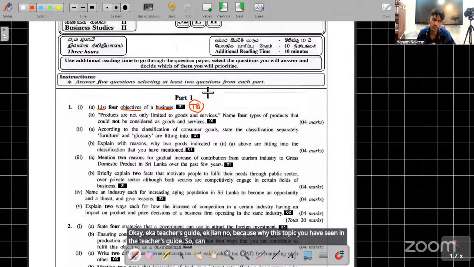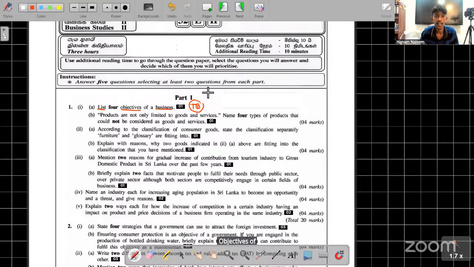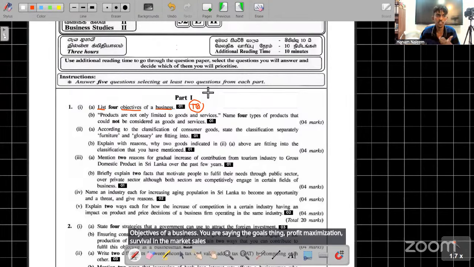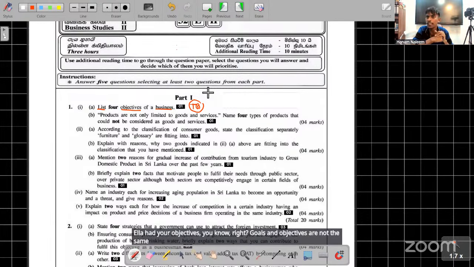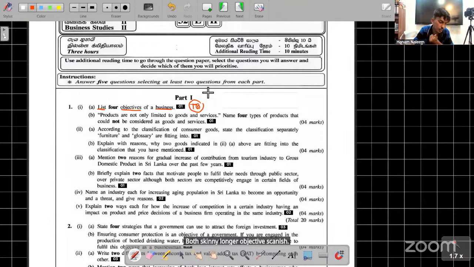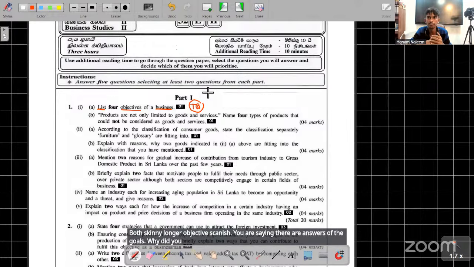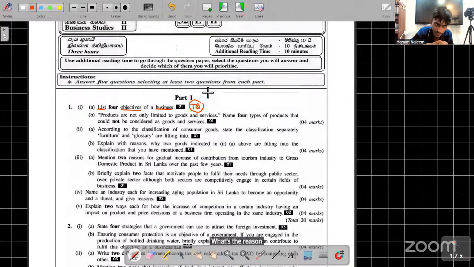So can I know some examples for objectives of a business? You are saying the goals. Profit maximization, survival in the market, sales. Those are all goals. The question is objectives. You know, right? Goals and objectives are not the same. They are completely different. Goals can be long term, objectives can be short term. You are saying the answers of the goals. Why did you say that? Yeah, you're correct. What's the reason? Good. Because, guys, there is no specific objective you can say.